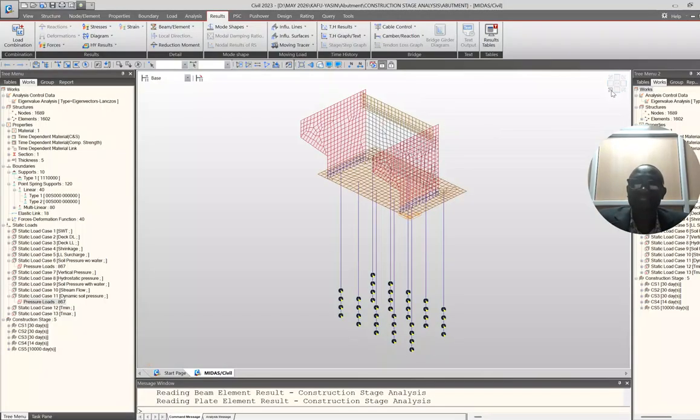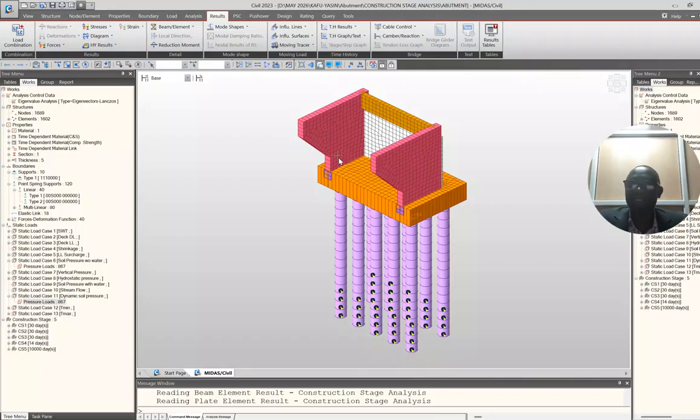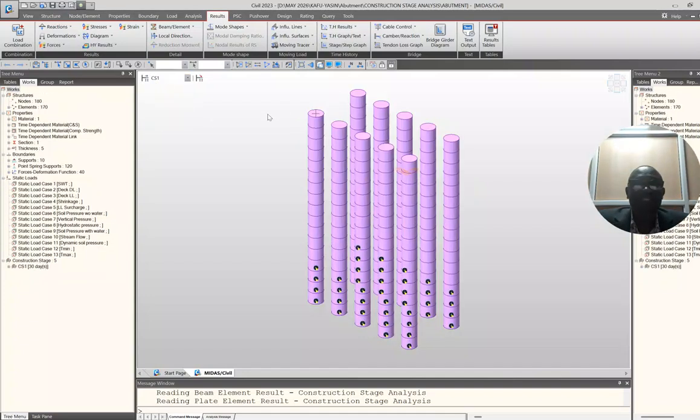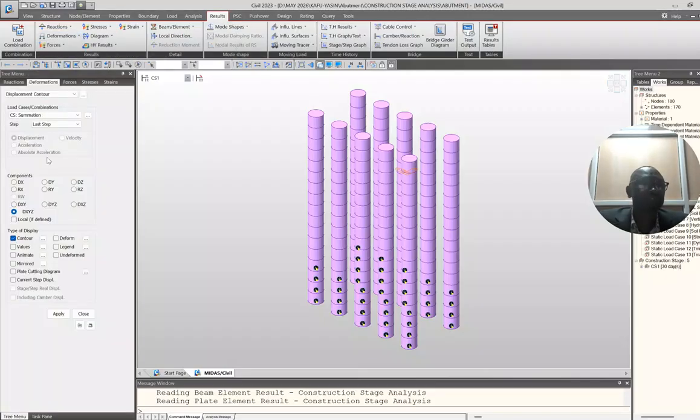So with this, what I wanted to look at is how I capture the build up of these elements. I have pile first, pile cap, abutment and wing walls, and then the ballast, and then the loading. So if I look at construction stage 1, I do my encasing of piles, and I can also look at the deformation.